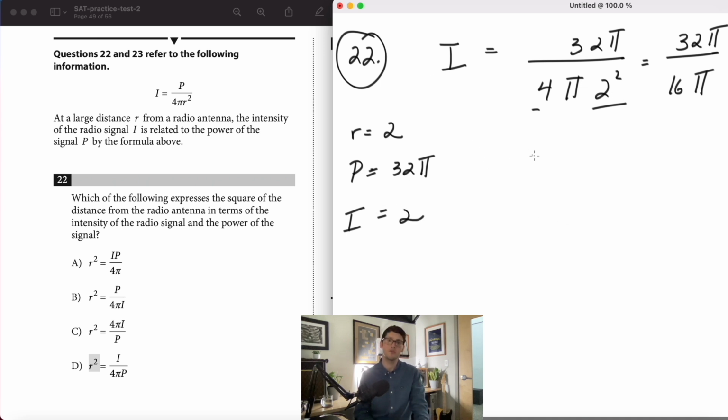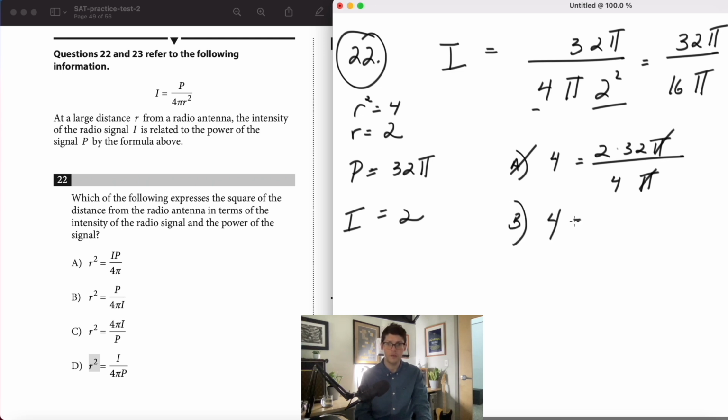You can make them whatever numbers you want. Then you would just go through the answer choices and see which one works. So you try out A, which would be 4, and remember r squared, if you wanted to write that down, would be 4. Does that equal I, which is 2, times p, which is 32 pi, over 4 pi? And this is 64 pi, cross off the pi, 64 over 4 is not equal to 4. So that's out.